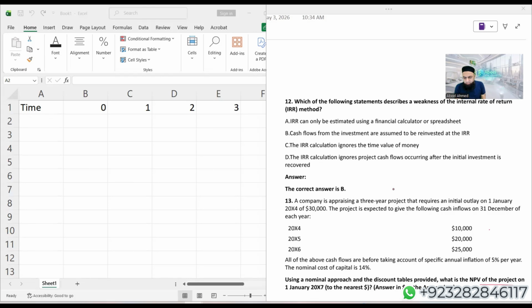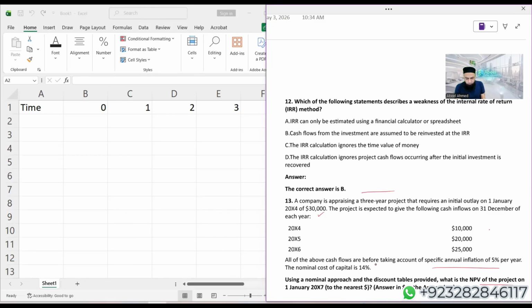A company is appraising a 3-year project. So the life of the project is 3 years. Initial outlay on January X4 is 30,000. Initial investment is 30,000. The project is expected to give the following cash inflows at the end of each year: 10, 20, and 25. All of the above cash flows are before taking account of a specific annual inflation of 5% per year. All the cash flows are without the specific inflation of 5% per year.